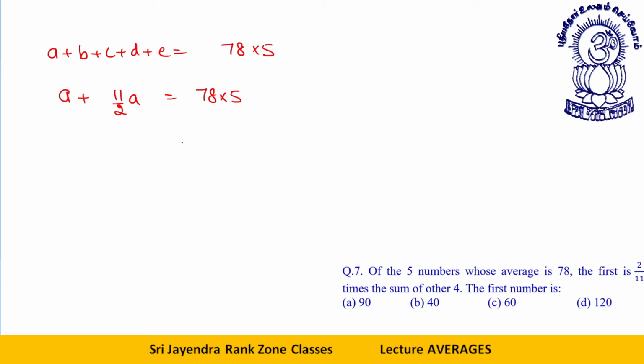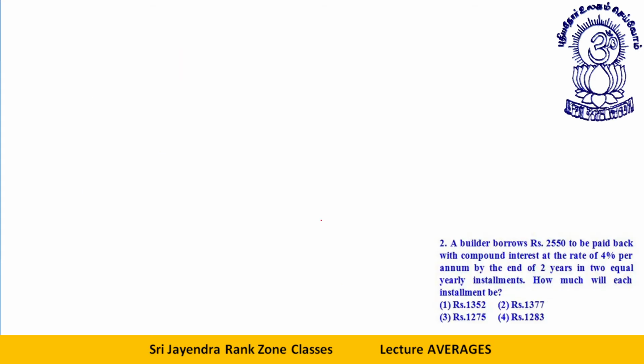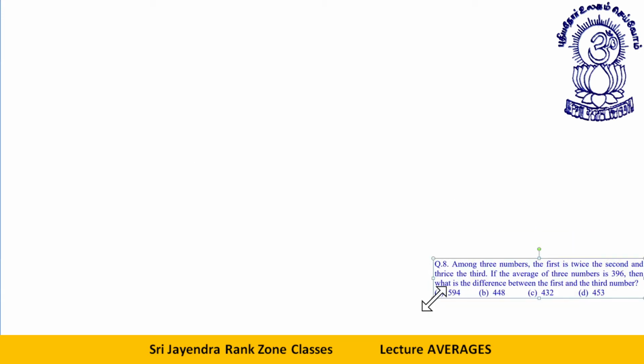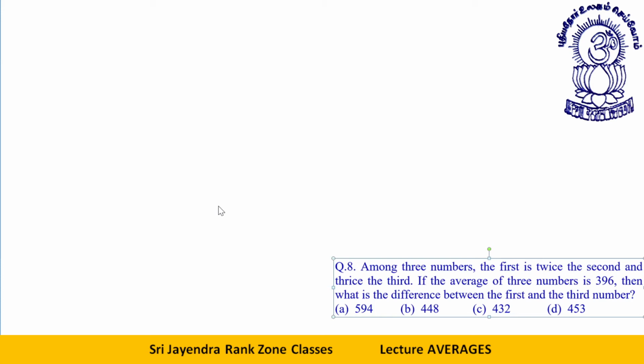Okay. So this becomes 13A by 2, equal to 78 into 5. 13 and 78 cancel and will give me a 6, then a 5, then a 2. A comes out to be 60. Done. Next question. Before I do, you can try it.